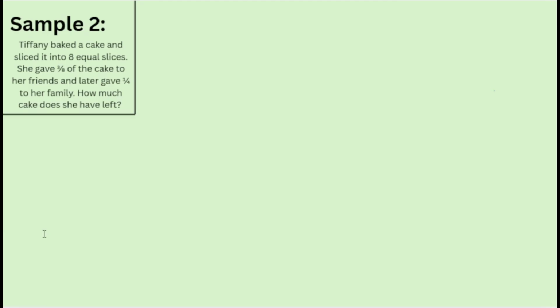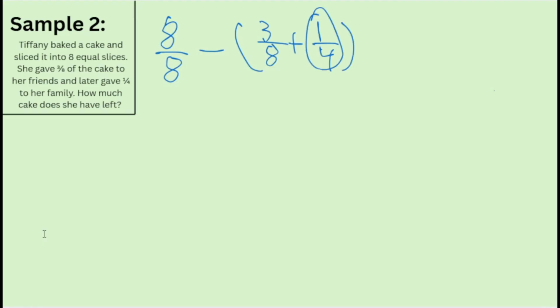But first, we need to convert 1/4 into eighths. Here we're going to have 8/8 minus 3/8 plus 1/4. But we first have to simplify this. Since 8 is the common denominator, we have to multiply both 4 and 1 by 2 to get over 8, and we're going to get 3/8 plus 2/8, and that's going to be 5/8.